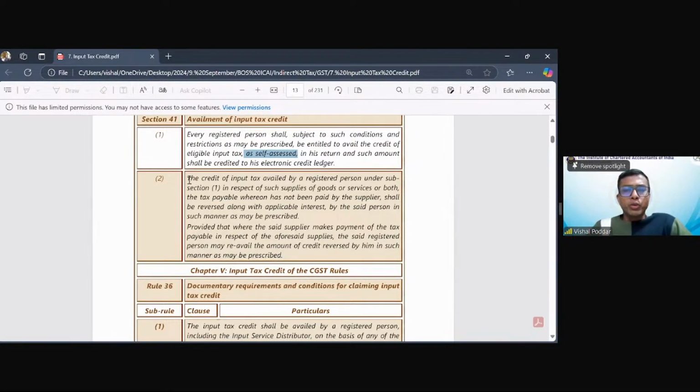Now, what does subsection 2 say? This credit of input tax, which you have availed under subsection 1 in respect of supplies of goods, services, or both, the tax payable whereon has not been paid by the supplier. That is where the relevance of the word self-assessed comes. Self-assessed means you did it by yourself, you took the credit, but later on it was found that the supplier has not paid this tax for which you have taken credit.